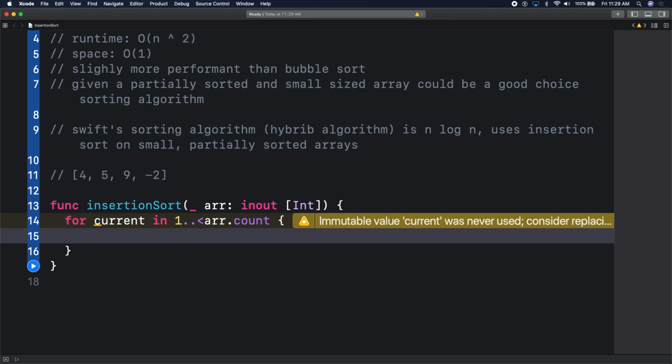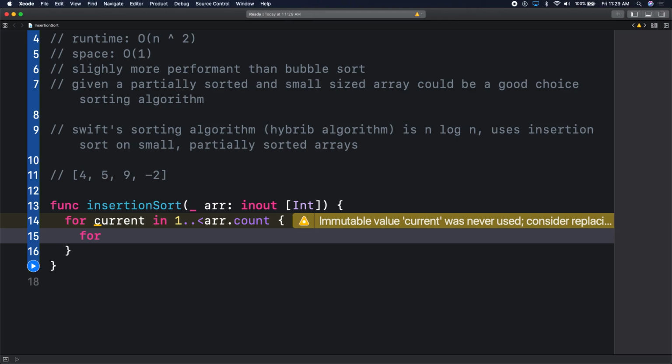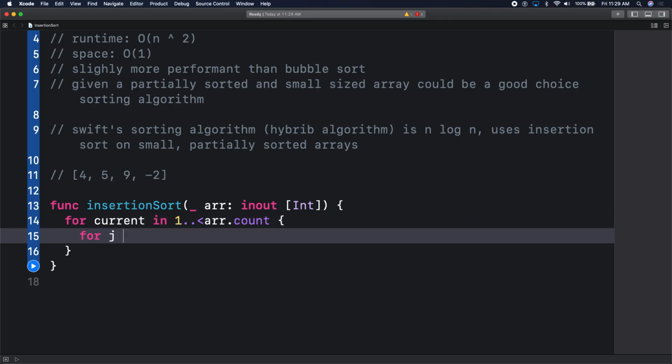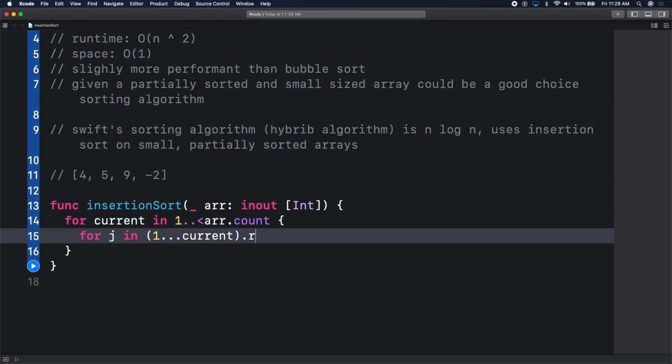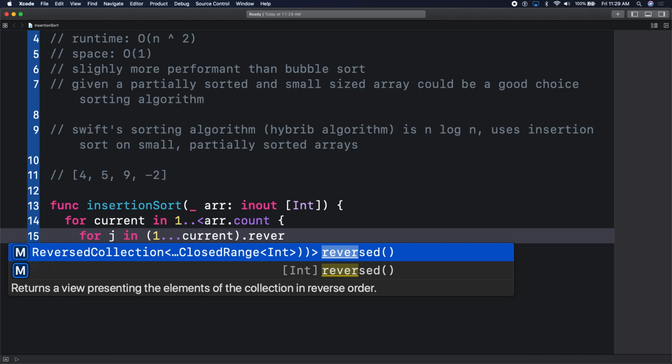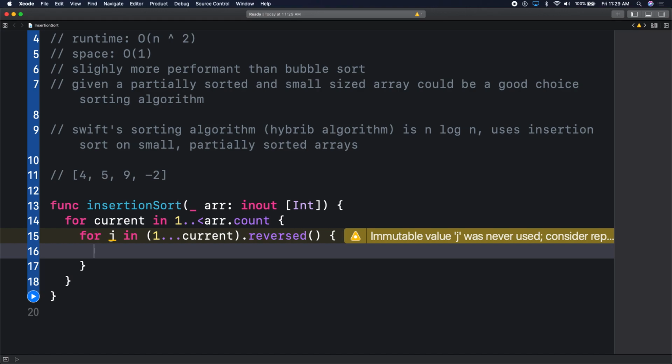What does that look like? We'll call it j for now. For j, we'll say 1 dot, we're taking the full array and we reverse it. So here we reverse what we're looking at, very similar to what we went through in our pseudocode markup.